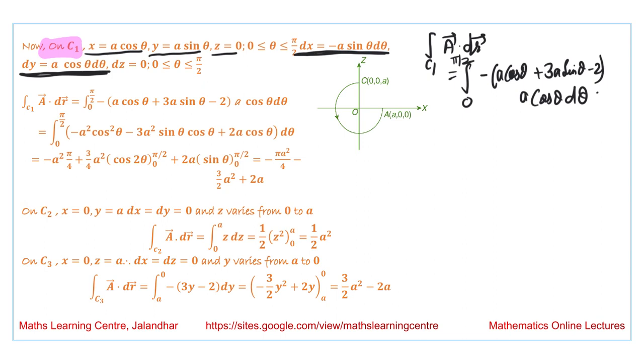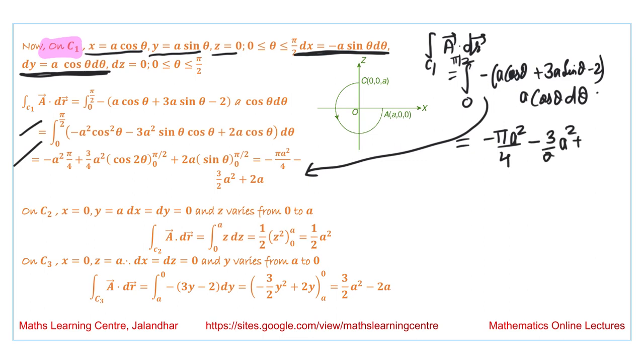The angle that we have, we are talking about the first octant and the portion of the circle. So we are saying it is varying from 0 to pi by 2, and if you solve this integral, you will obtain these calculations, which are shown over here. When you solve this integral, the answer you will obtain is equal to minus pi a square by 4 minus 3 by 2 a square plus 2 times a.